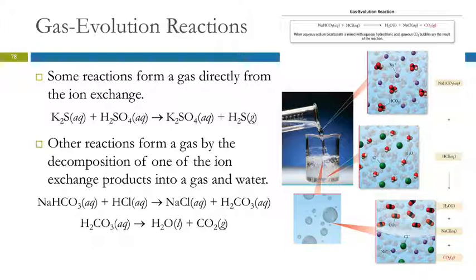We can also get a gas forming when our exchange reaction forms something that's unstable. So sodium bicarbonate or sodium hydrogen carbonate, that's baking soda, reacting with HCl, hydrochloric acid. It's going to produce sodium chloride and carbonic acid. Carbonic acid is unstable, and you're going to know that because I just told you, and now you have to remember it. Carbonic acid is unstable. It decomposes to form water and carbon dioxide. And I think we all know that carbon dioxide is a gas.